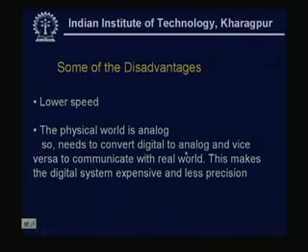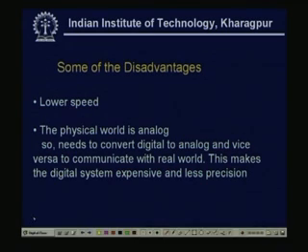So, to complete this, we need analog to digital and digital to analog conversion to communicate with the real world. This makes the digital system expensive and less precise. So what do we need?